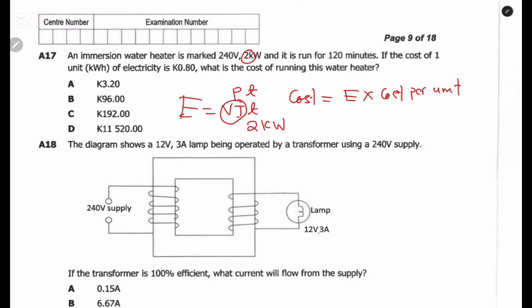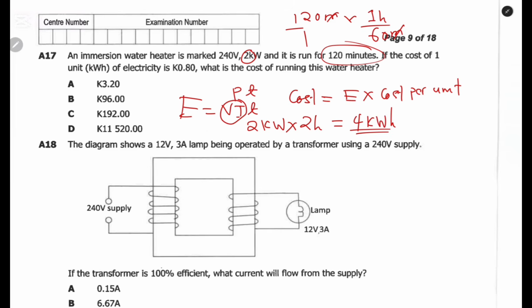Okay, but the time we have it in minutes, so we convert it into hours. We know that we have 120 minutes. You know that 1 hour is equal to 60 minutes. So minutes and minutes will cancel. Then it's just the same as 120 divided by 60, which is 2. So we multiply by 2 hours, and this is going to give us 4 kilowatt hours.